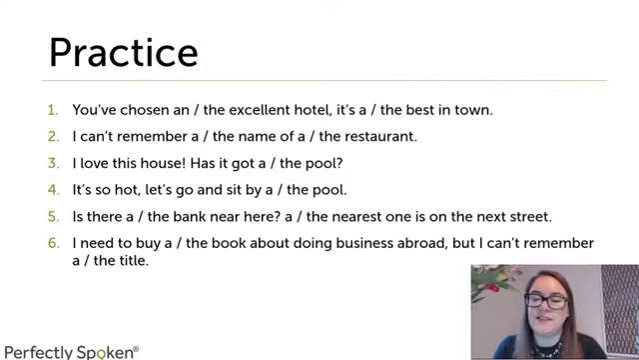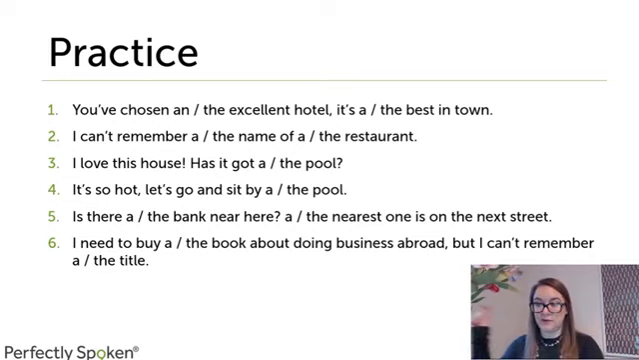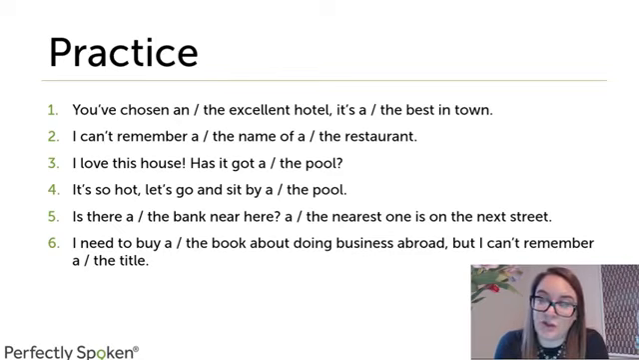Okay, let's have a look. So there are 6 sentences, and in each sentence there are 2 options, and in each option there are 2 gaps. So let's have a look at number 1. You've chosen an excellent hotel or the excellent hotel. It's a best in town or it's the best in town. So for each sentence there are 2 options for you to choose, and in each option you have to decide definite article or indefinite article. So pause the slide and try.